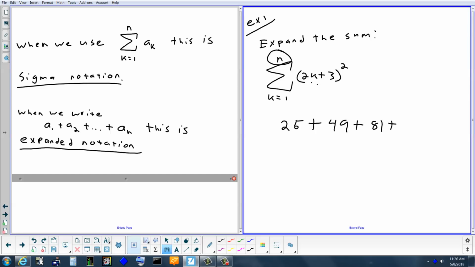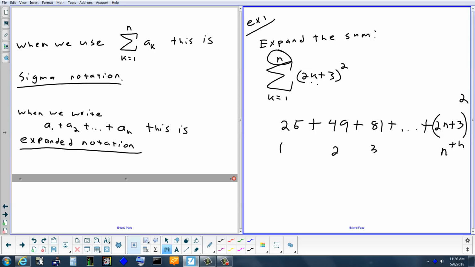Now, what I'm going to do is put dot, dot, dot, plus, and what's the last thing I would plug in for k? Even though it's not a number in this case. N. N is some fixed number. We don't know what it is, but n is the last one. So now plug in n. 2 times n plus 3 squared. So that's the first term, second term, third term, nth term.